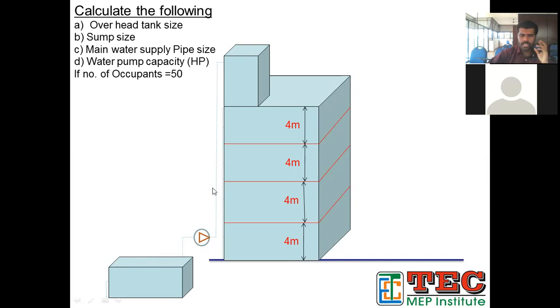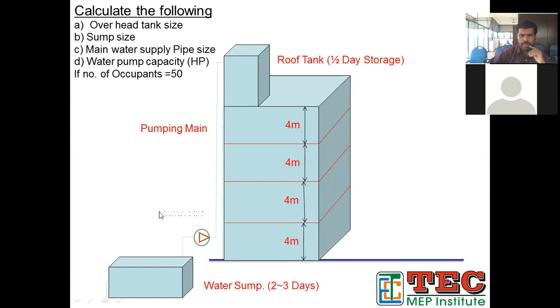You can see here, this is just a question only, okay? So from here, you can see this is the pumping main. Okay, this is the pumping main. This is the pump set. So this is the pumping main, or main line, or main supply line. This is the roof tank. So we have decided that it is a half-day storage tank.